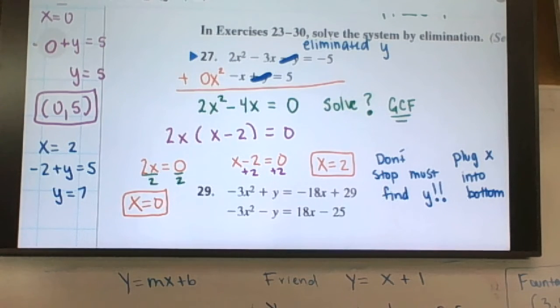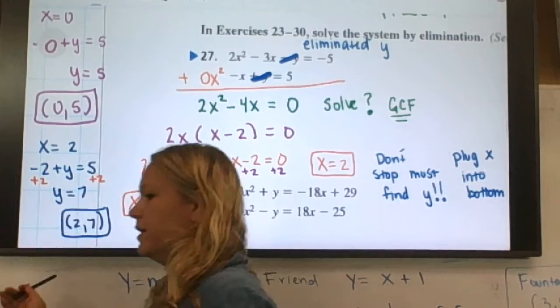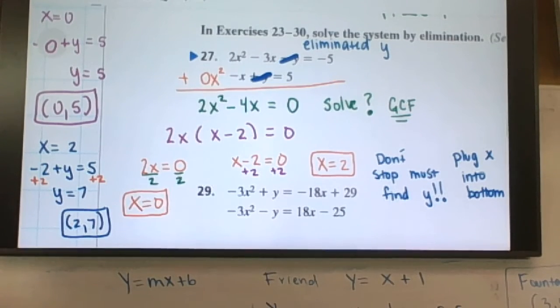We get y equals 7. Add 2, add 2. So we have two answers: 0, 5 and 2, 7. And this is one that you could try putting into Desmos to see if you could find it.